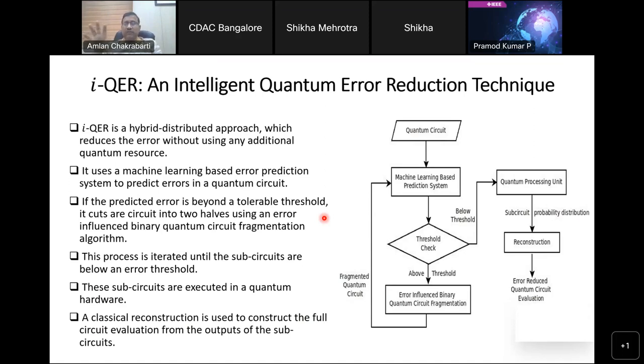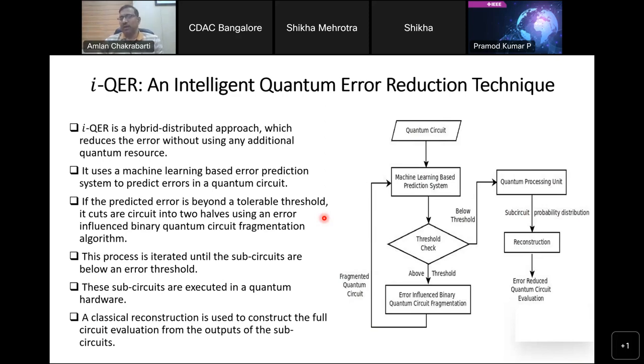And based on this feature space, we have tried to estimate the error of the circuit, okay? And we have found a very good formulation of that. Then what we have done, for a given circuit, we have estimated the error. If it is over a threshold, we have fragmented the circuit, and this error estimation is based on the machine learning policy, as I said.